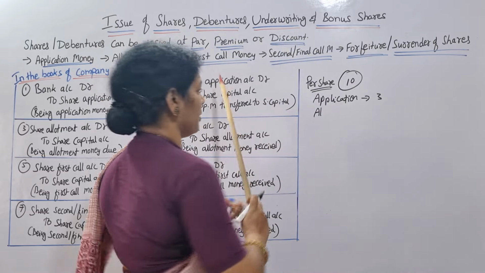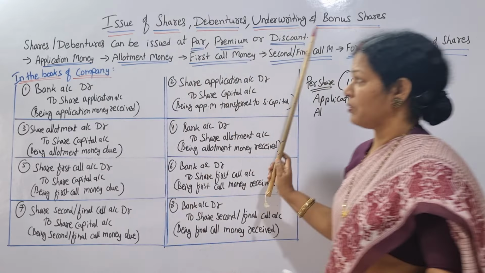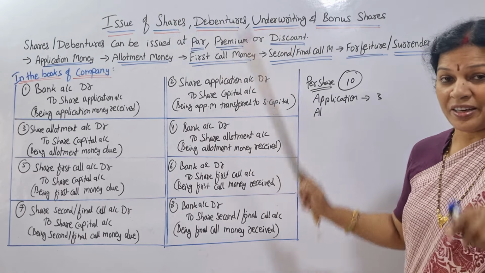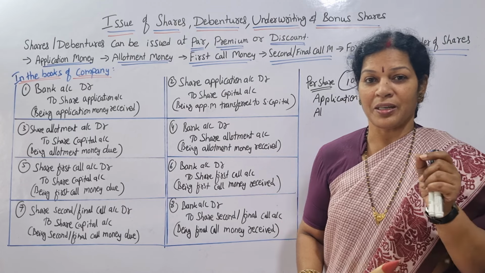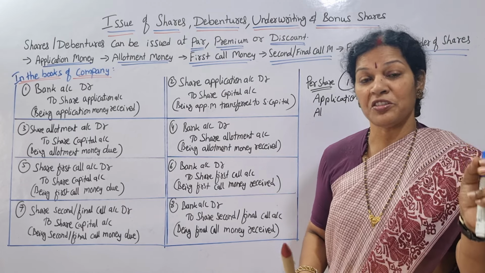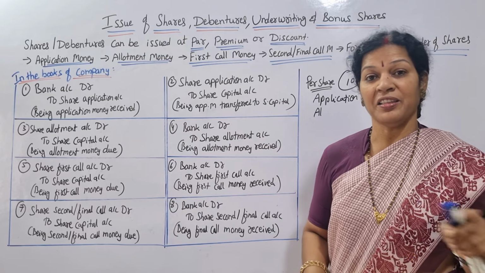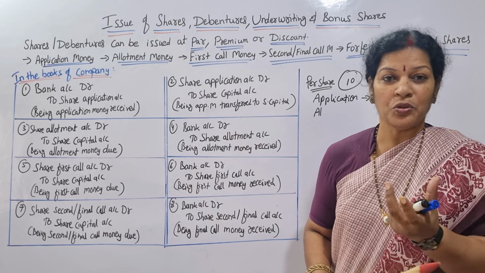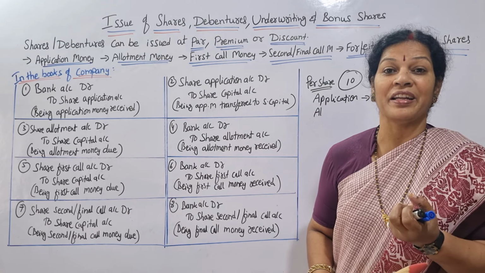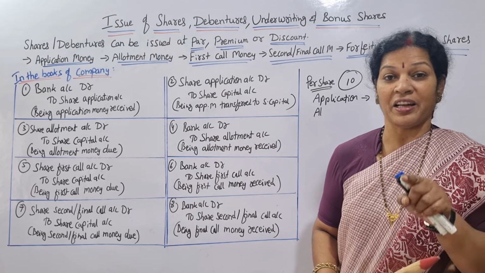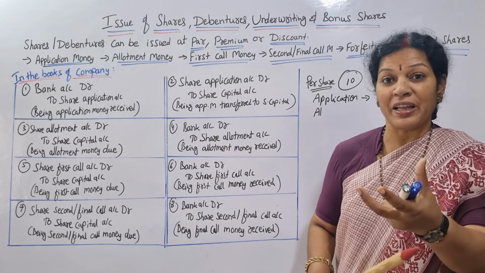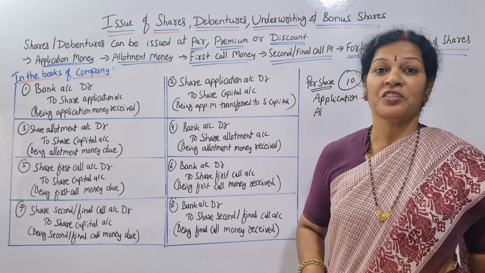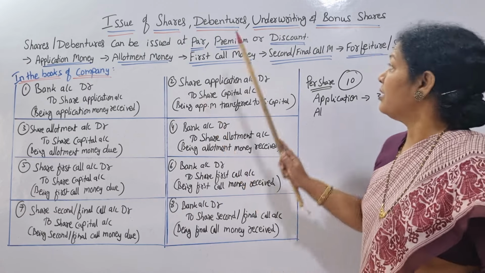Here 4 stages I have written. Or otherwise, let me explain you this first. So what is issue of shares, debentures, underwriting. Underwriting means the company need not approach the shareholders directly. Rather than approaching the shareholders, the company is keeping some mediators. Those mediators we call underwriters. Underwriters means they are going to buy the company shares, and later they are going to sell the shares to the shareholders. They are the mediators, underwriting.